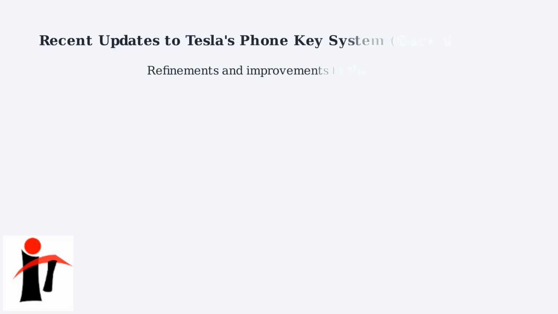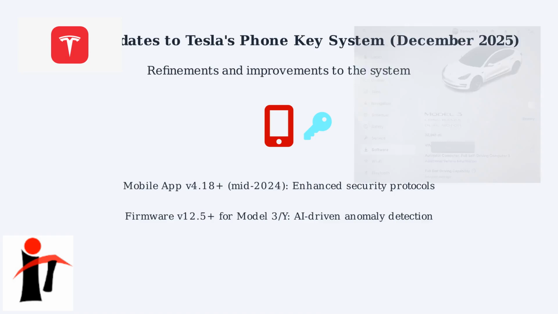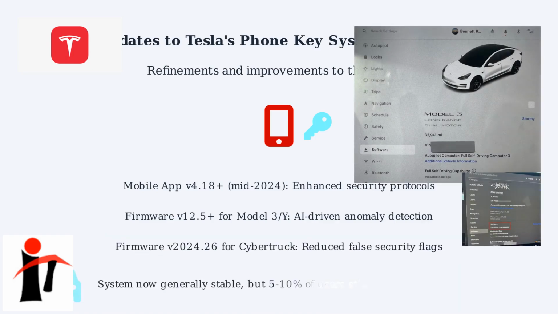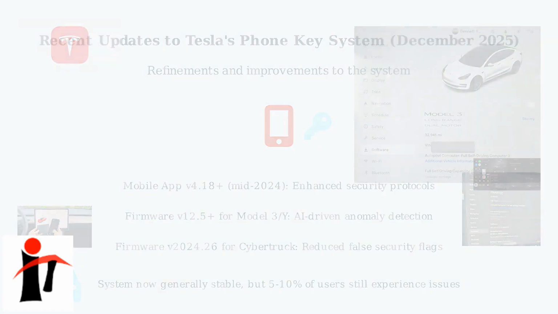Tesla has been actively refining the phone key system. Since mid-2024, updates like V4.18 Plus of the mobile app and firmware updates for Model 3, Y, and Cybertruck include enhanced security protocols and AI-driven anomaly detection to reduce false security flags. While generally stable, about 5 to 10% of users still experience issues. Understanding these updates helps pinpoint potential causes.